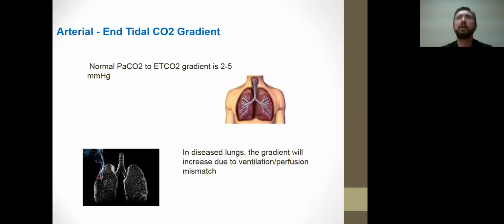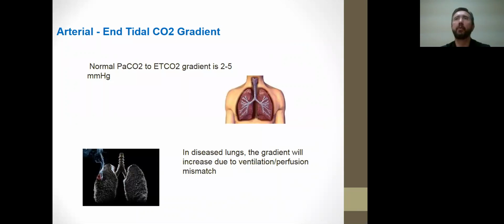But in normal healthy lungs, there's a good match of alveolar ventilation and perfusion to the pulmonary capillaries, which is going to result in the end-tidal CO2 closely correlating with the partial pressure of carbon dioxide. Therefore, the PaCO2 may be estimated by end-tidal CO2 measurements in patients without significant cardiopulmonary disorders, which is a great assessment tool for us.